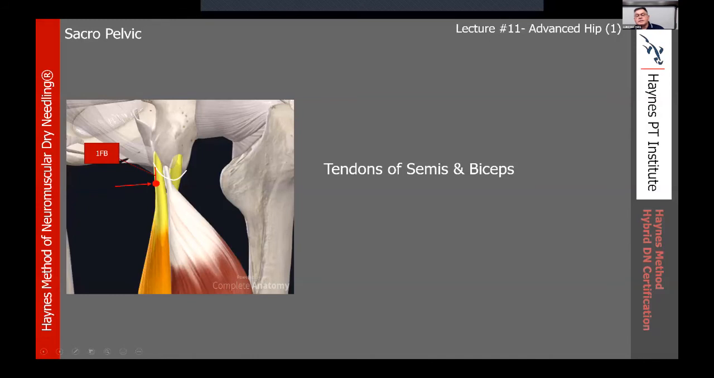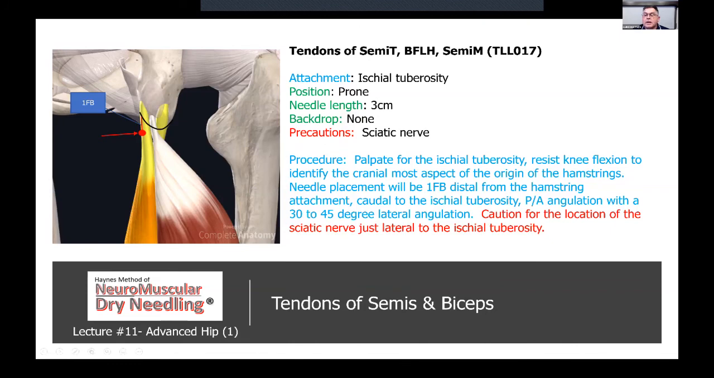For the tendons of the semitendinosus, semimembranosus, and the biceps femoris. Again, here is the bursa of gluteus maximus. We just needled that. We can drop a little further inferior, fairly superficially, and drop another finger breadth, and we're going to needle from medial to lateral, not going too deep, to avoid the sciatic nerve, which is going to sit right here. We definitely don't want to needle, obviously, into that. Again, caution for the location of the sciatic nerve.